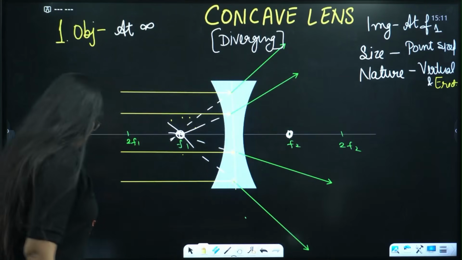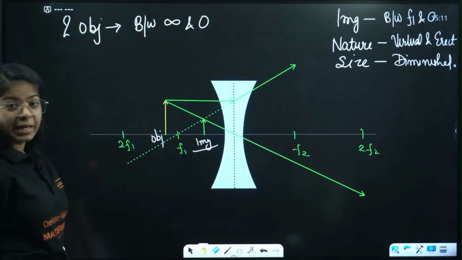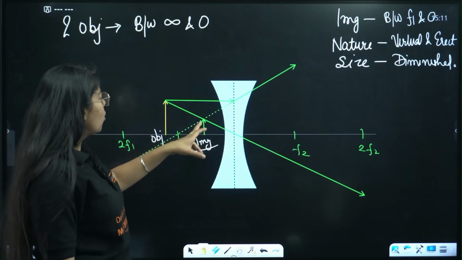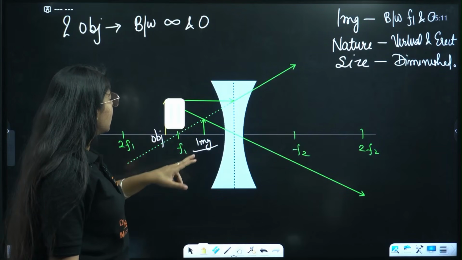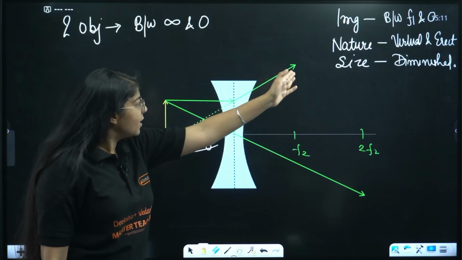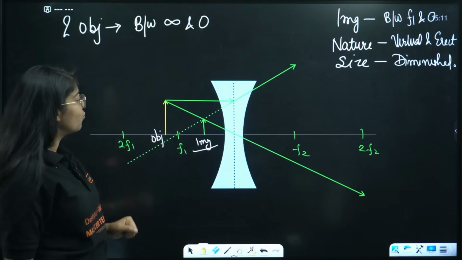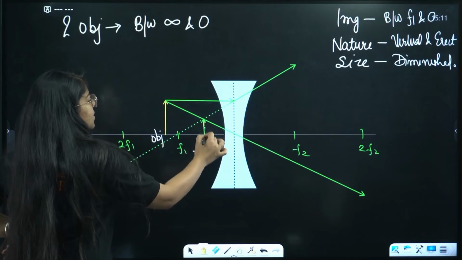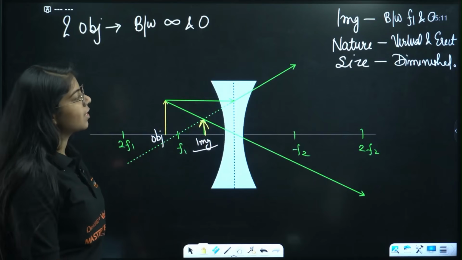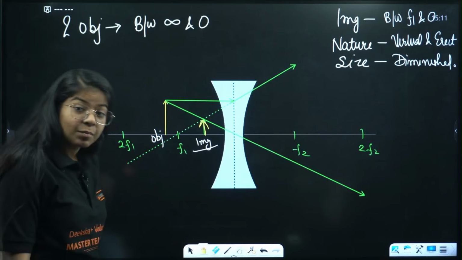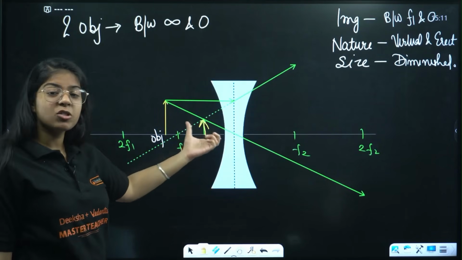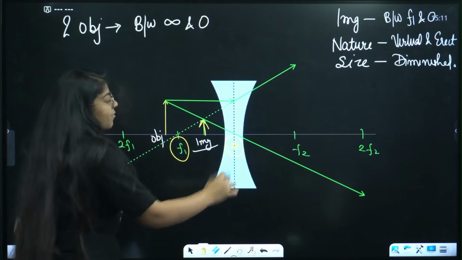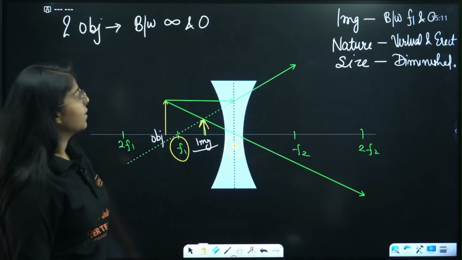Then next, we have the object between infinity and O. So the object is anywhere between infinity and O. This is the object we placed. One ray goes parallel and diverges, so we extend it back, and it passes through focus. Another ray goes directly to the optical center, and this is the image formed, which is again virtual and erect. Size is diminished, as you can see, and the image will always be formed between F1 and optical center.